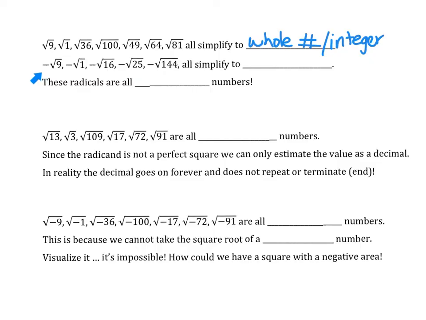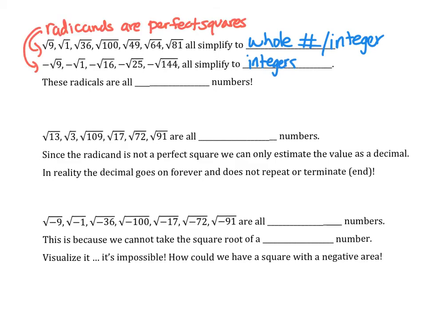In the next line, the negative square root of 9, negative square root of 1, etc. These all also simplify to, in this case, integers. So both lines are integers. The top row is whole numbers because they were all positive. And again, this is because all of the radicands are perfect squares. Therefore, all of these radicals are rational numbers, which is our focus.